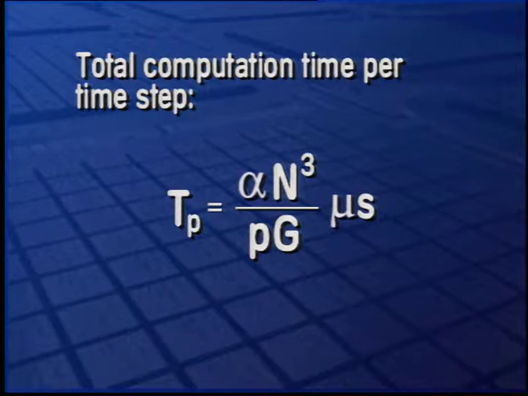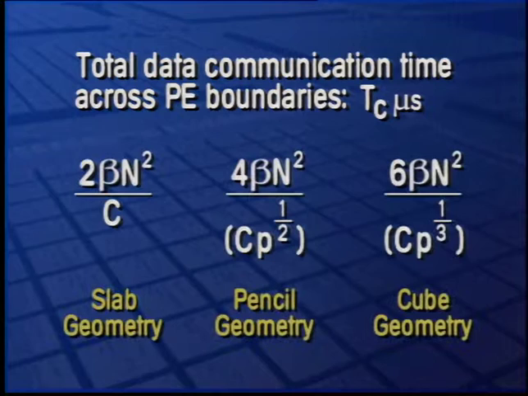The data communication time across the processors can be obtained by dividing the area of the surface, which is the number of grid points exposed to the processor boundary, by the data communication speed, c. Therefore, we obtain t sub c as 2 beta n squared over c, or 4 beta n squared over the quantity c times square root of p, or 6 beta n squared over the quantity c times p to the 2/3 power, depending on the geometry.